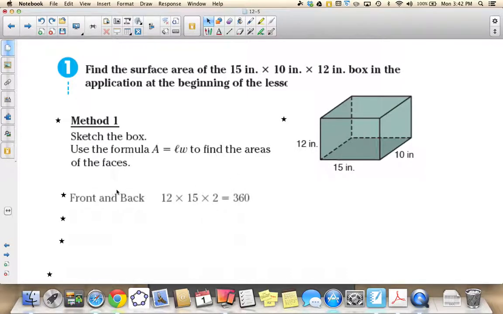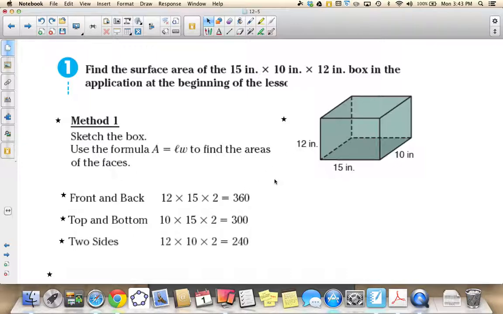Why length times width? Because the faces are all rectangles. The front and the back of the box have a length of 12 inches and a width of 15 inches. Why is it multiplied by 2? Because there are 2 of them, the front and the back. The top and the bottom again measure 10 inches by 15 inches, so we're looking at this area of the box, which is 300.